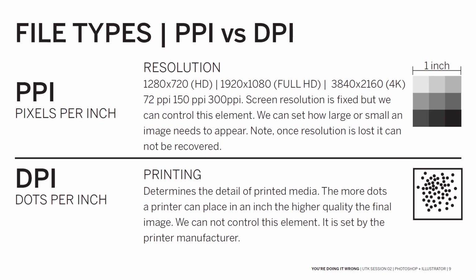So let's talk about PPI versus DPI. These two terms are often used interchangeably, and they are not the same thing. They do not represent the same thing. So here's the difference between the two. PPI stands for pixels per inch, and that's basically another way of saying resolution.